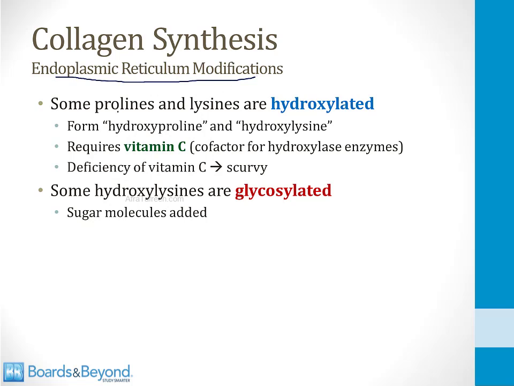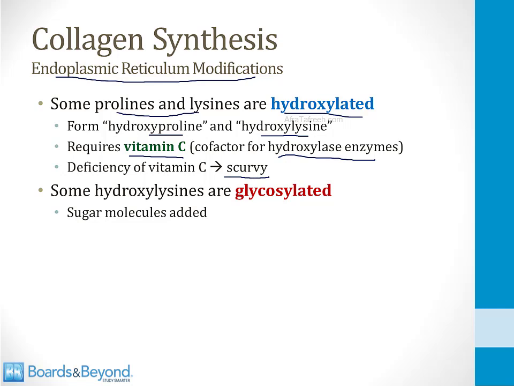First of all, some of the proline and lysine amino acids are hydroxylated. They then become what's known as hydroxyproline or hydroxylysine. This process requires vitamin C as a cofactor for the hydroxylase enzymes. Therefore, if you are deficient in vitamin C, you will have problems synthesizing collagen, and this leads to the condition of scurvy, which we'll talk about in a minute.